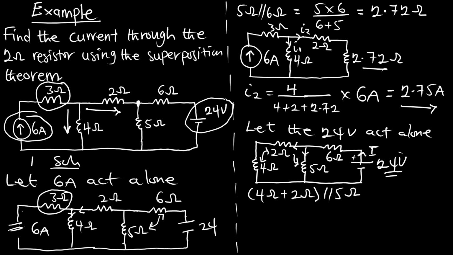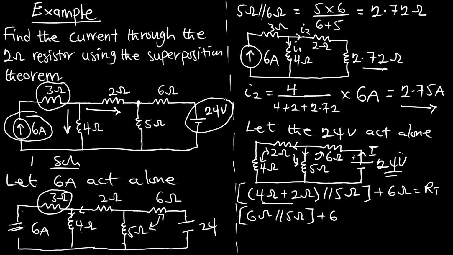Are we okay? And everything that we are going to have from this analysis is also going to be in series with the 6 ohm. So that is going to be plus the 6 ohm, and that is going to be our total resistance. So that is going to be the addition of this, that is 6 ohm parallel to the 5 ohm, and this is also going to be in series to the 6 ohm.